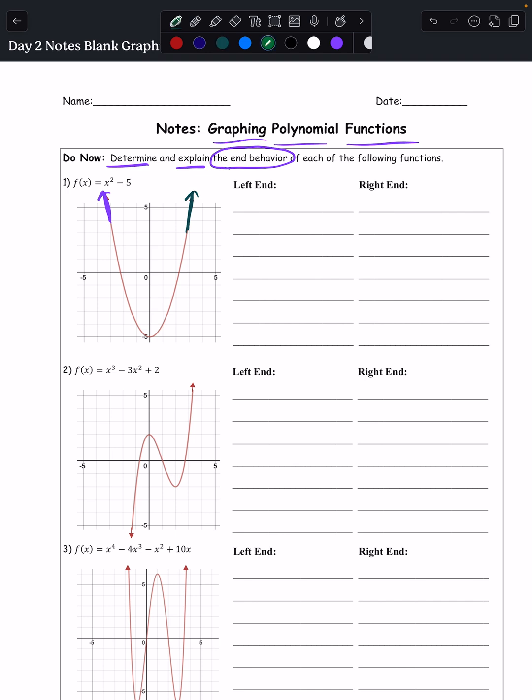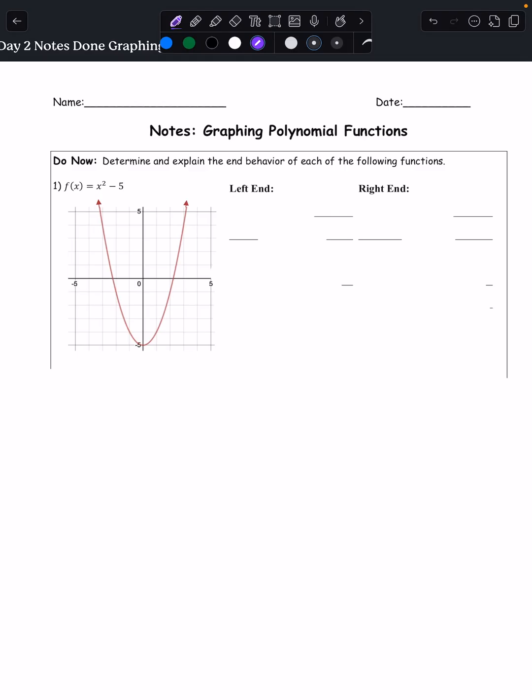So if I look at what's going on in the left end behavior, let's start with what's happening with the input, the x. As we get further and further left, that x is going to be getting closer and closer to negative infinity. So as x approaches negative infinity, that's what that little arrow means, approaches. What's the y getting closer and closer to? Well, it keeps on going up. So the y is going to approach positive infinity.